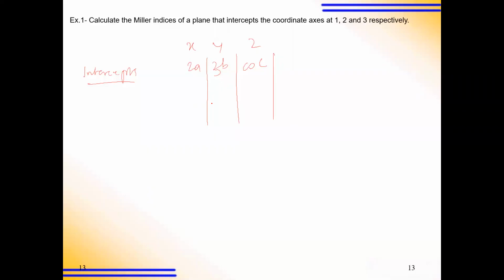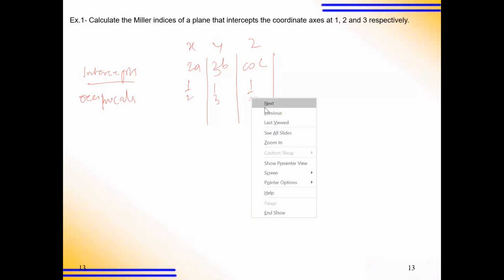Then take the reciprocals of all these numbers. Okay, आता याचा रेसिप्रोकल्स काय होईल तर दिस इज द रेसिप्रोकल ऑफ दिस 1/2, राईट? याचा 1/3 आणि याचा 1/infinity, right? So this is the reciprocals of this.